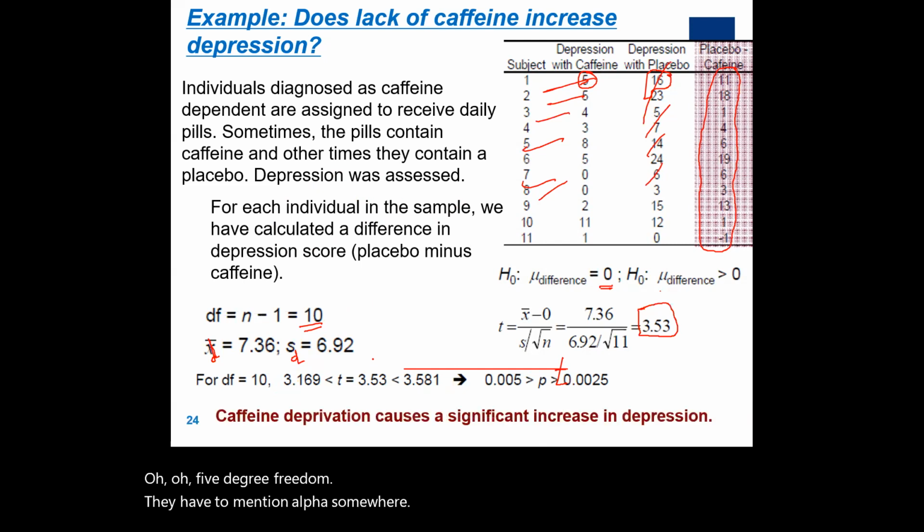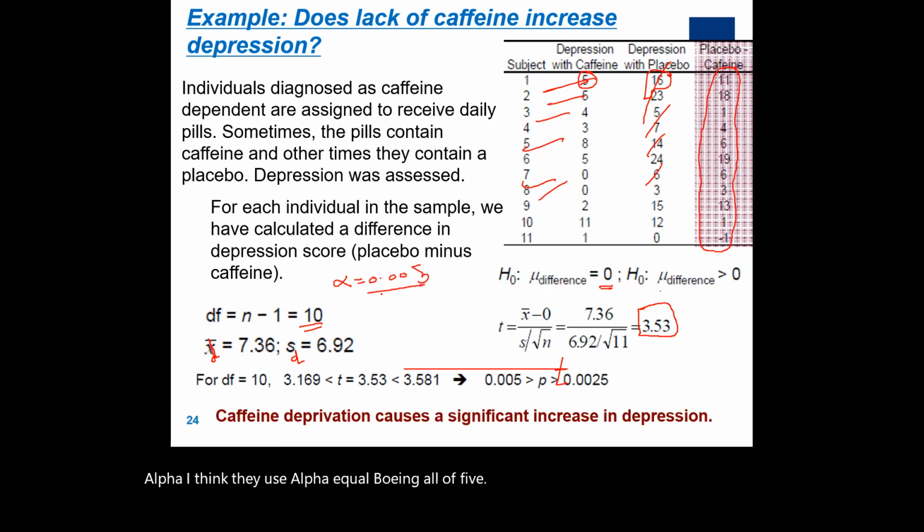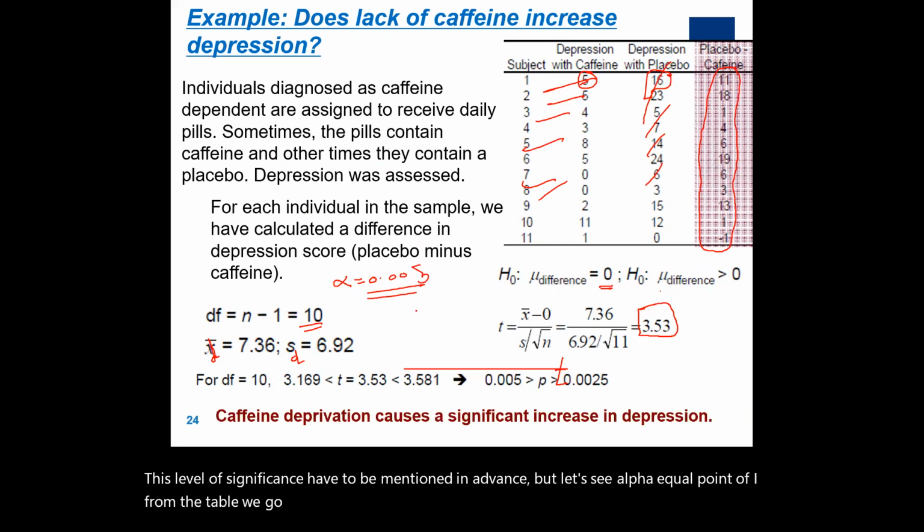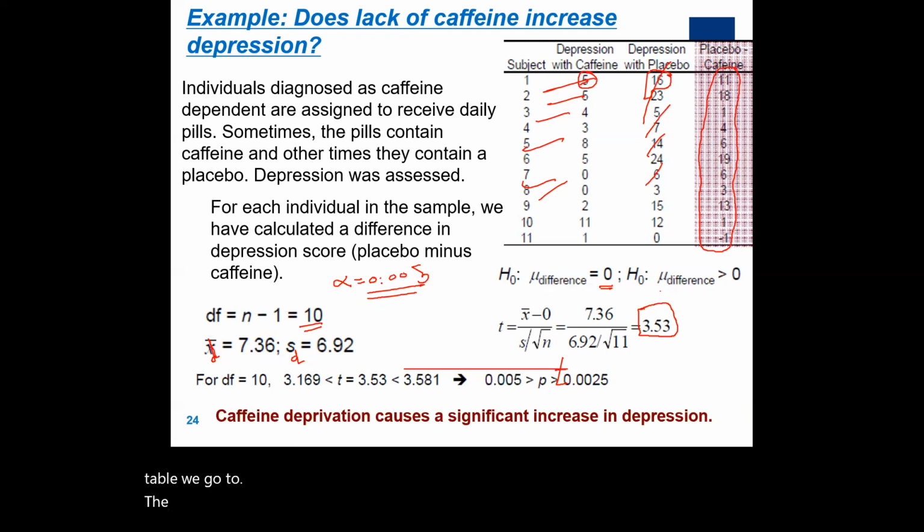Alpha. I think they use alpha equal 0.005. This level of significance has to be mentioned in advance. But let's say alpha equal 0.05. From the table, we go to the T table and check 0.005 and 10.